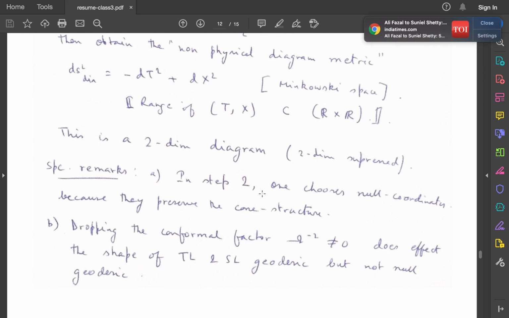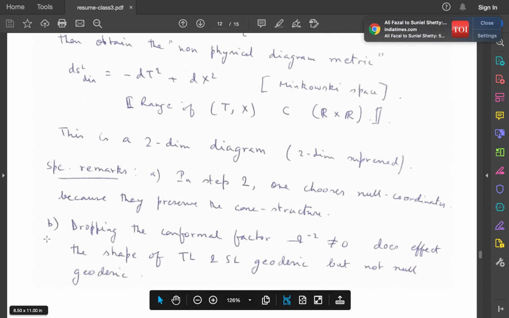First, in step 2, one chooses null coordinates because they preserve the cone structure. Once we have chosen the null coordinates, the cones are fixed. The cones are not going to get squeezed or aligned in a different way. So this cone structure has been preserved, which means causality has been preserved.